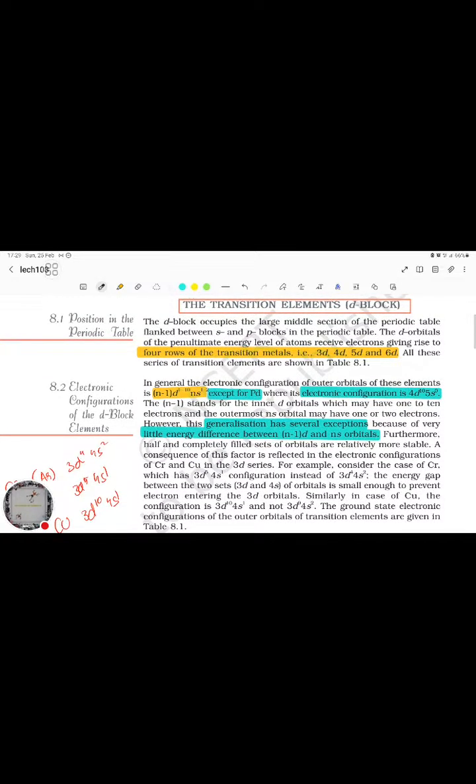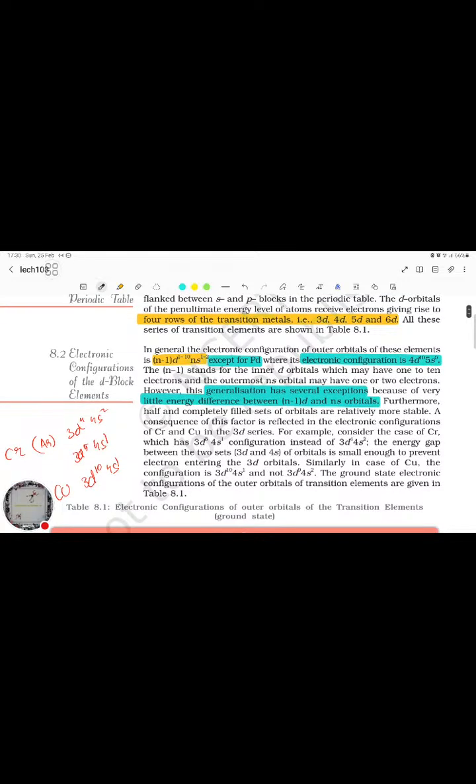Moving down, we'll talk about the transition elements, that is the d block elements. The d block occupies the large middle section of the periodic table, flanked between the s and p blocks. In the d block, the penultimate energy level of the atom receives electrons, giving rise to the 4 series of transition metals, that is the 3d, 4d, 5d, and 6d. So basically, electrons are filled progressively in the d orbitals, particularly the penultimate energy level. The series are termed as 3d, 4d, 5d series, and it's actually a middle section occupying the space between the s and p blocks.